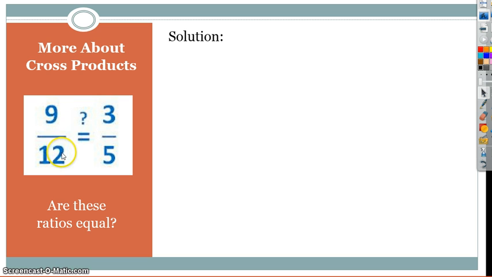We have the ratio 9/12, and we want to know if this ratio is equal to 3/5. Are these two ratios equal? So let's begin by writing down our ratios. What we have is 9/12 and 3/5. Is 9/12 equal to 3/5?